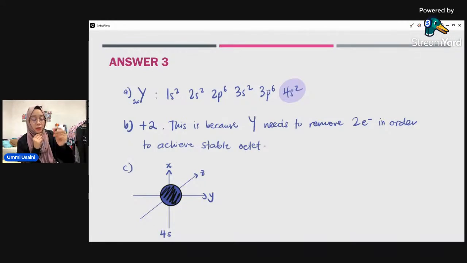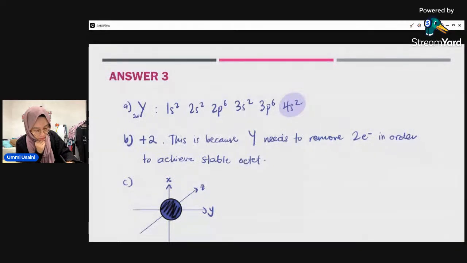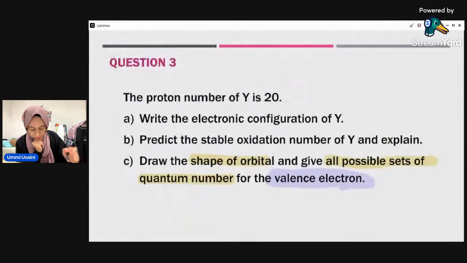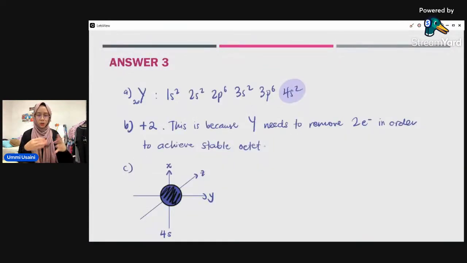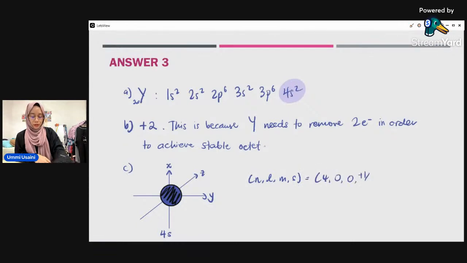Okay, and then next, you are asked to list. Where was it? It asked for one more thing, right? It asked for all possible sets of quantum numbers. Okay, since there are only 2 electrons inside 4s, so very simple. There are only 2 possible sets of quantum numbers here. So please do n, l, m, s. So it can be 4, 0, 0, positive half. Or the other one is 4, 0, 0, negative half then. Okay, very easy this one.